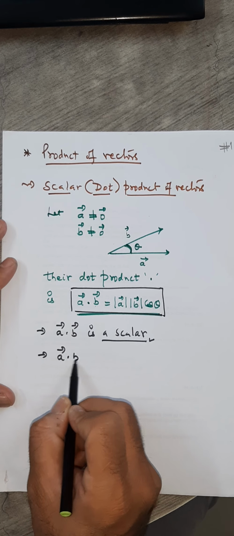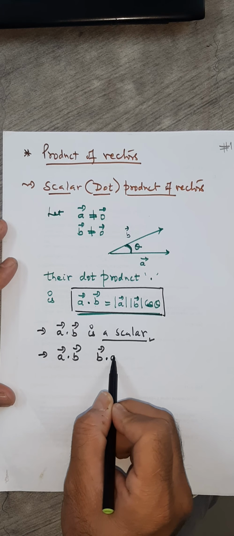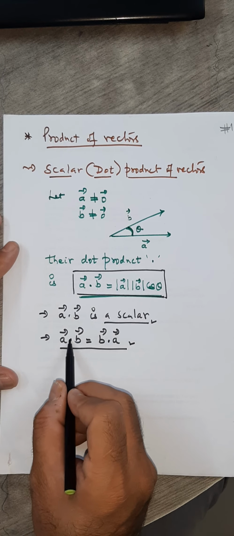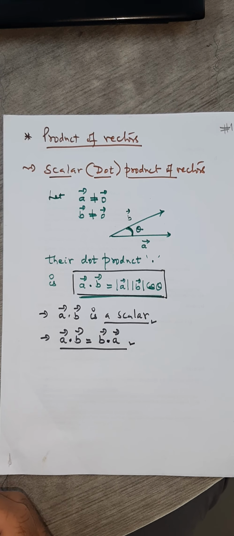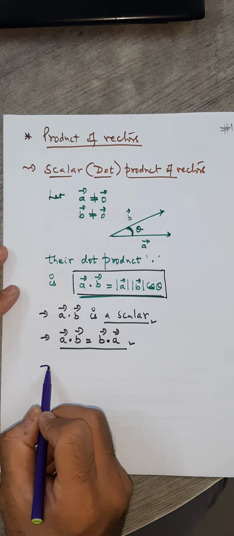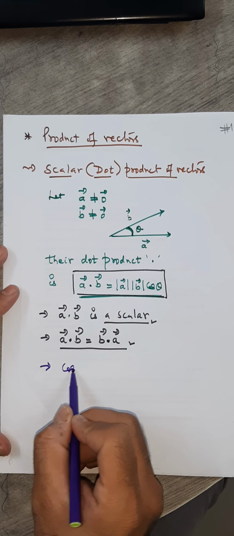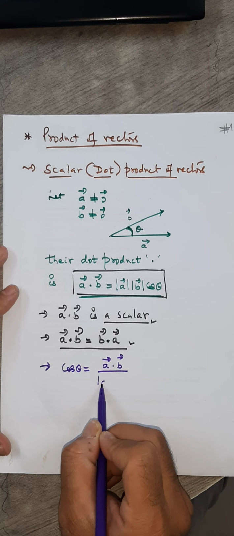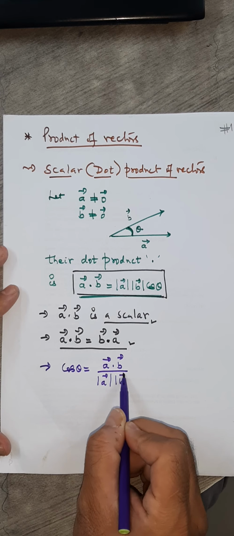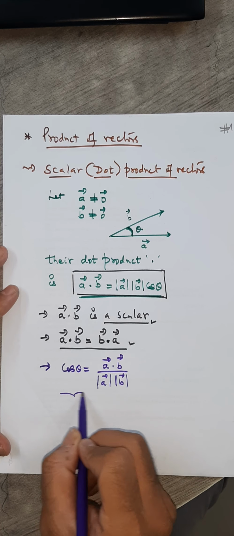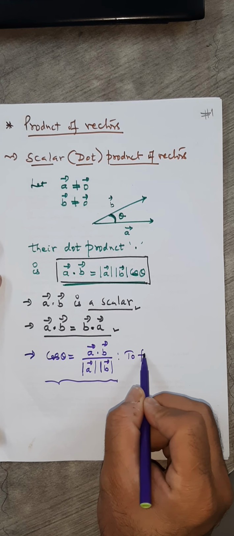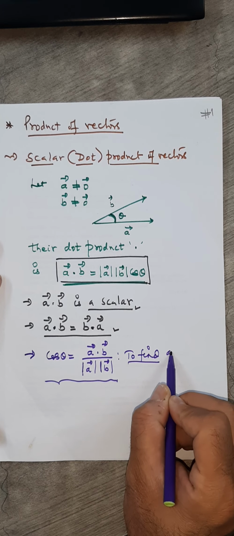Secondly, if you find vector A dot vector B and vector B dot vector A, these two will always be equal, remember. It means the dot product is commutative. Order is not important. One more thing, sometimes we use this formula. I can write cos theta equals vector A dot vector B upon the individual magnitudes. So sometimes this formula can be used to find the angle between two vectors.